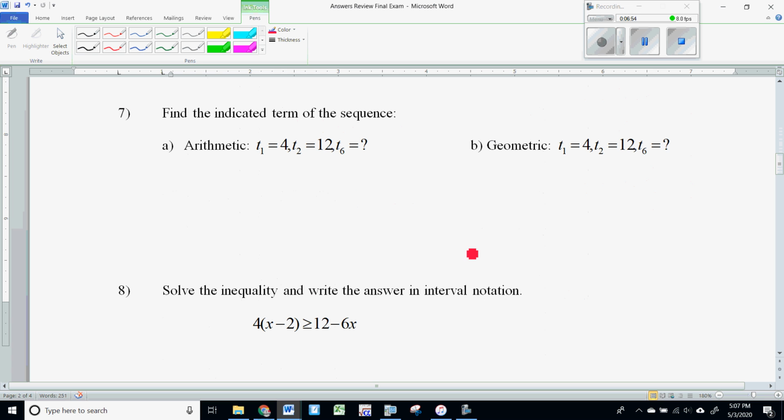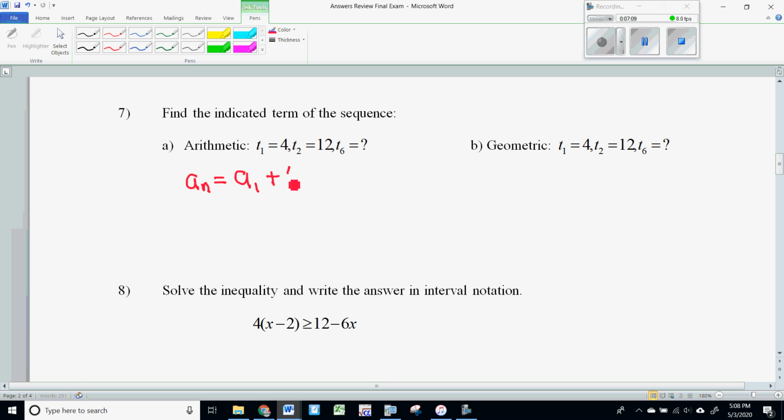Finding the indicated term of a sequence. There's a whole lot of formulas for sequences and series that we want to have available to use as we're doing this. If we're finding the indicated term for an arithmetic sequence, our formula is a sub n equals a sub 1 plus n minus 1 times d.